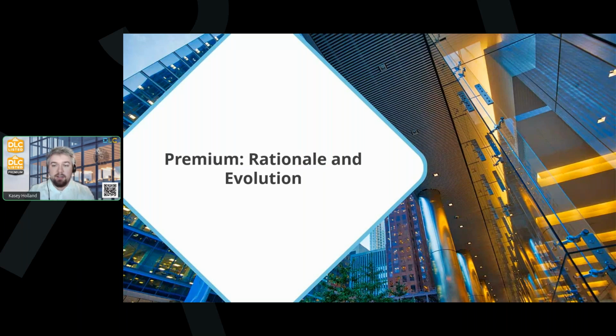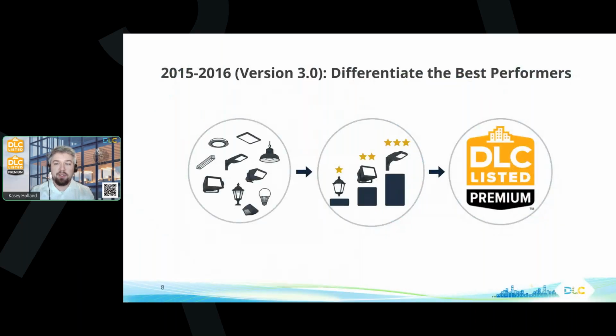And that's a perfect segue into why DLC Premium was first conceptualized, right? So back before our version 3.0 technical requirements, the DLC standard classification was the end-all be-all for listing products to the SSL qualified products list.